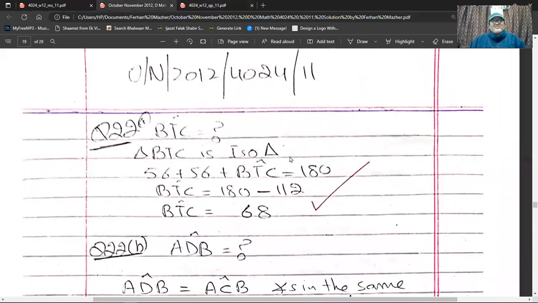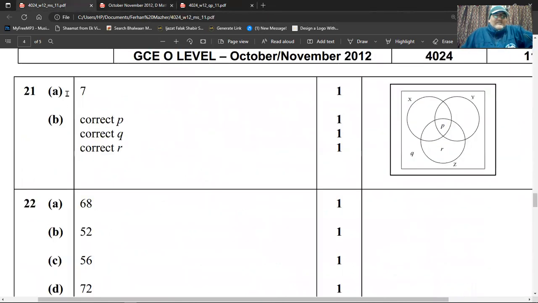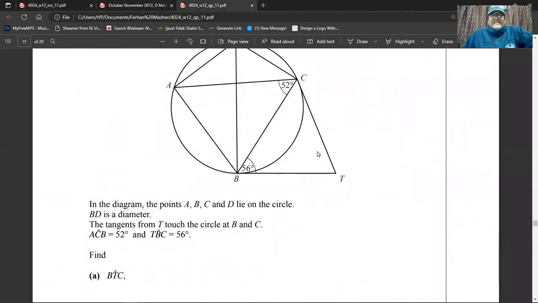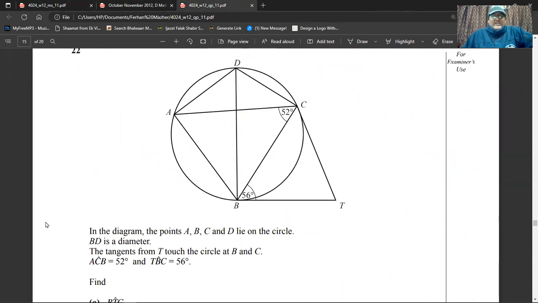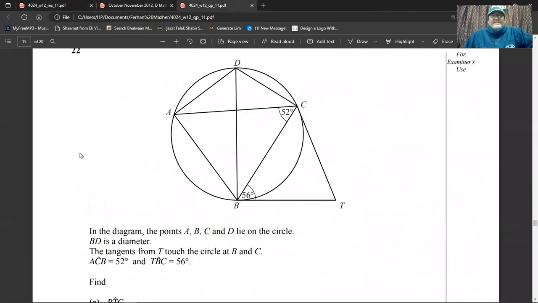The diagram is not that good; the photo is not that good. BTC is the question. The triangle BTC is an isosceles triangle. So 56 plus 56 plus BTC will be equal to 180. So BTC will be equal to 180 minus 112, and BTC will be 68 degrees. So that angle BTC is 68 degrees, which is the right answer, sir. So this angle is basically 68. Okay, then the next question is ADB. They want me to find out ADB.